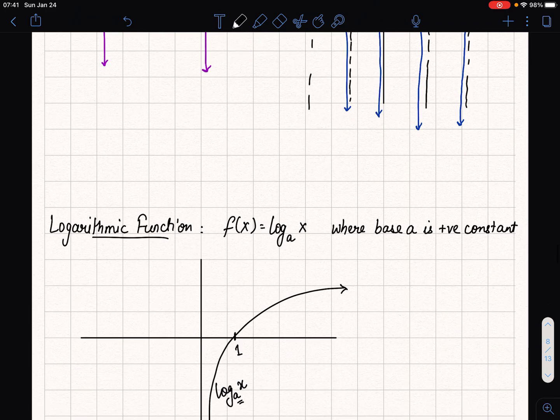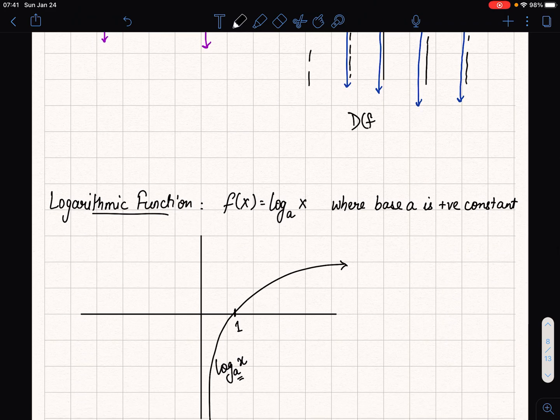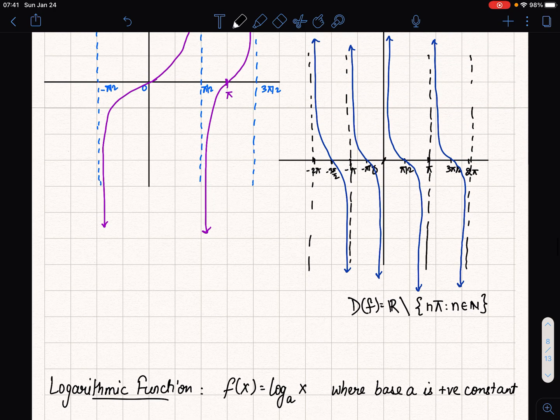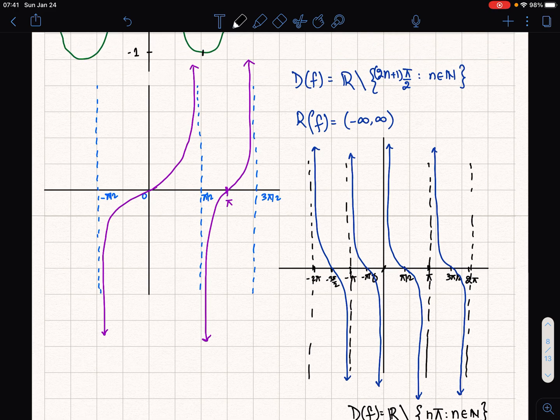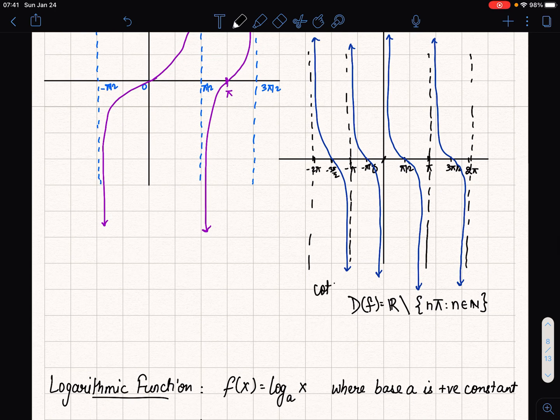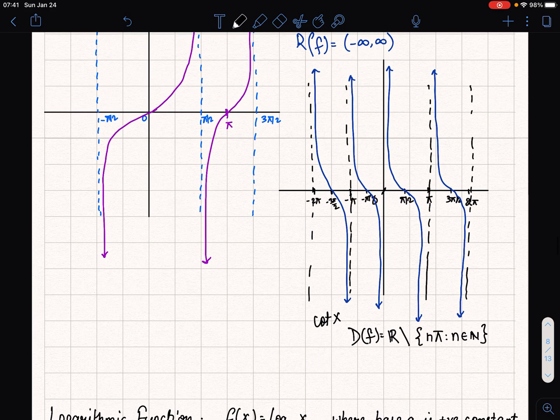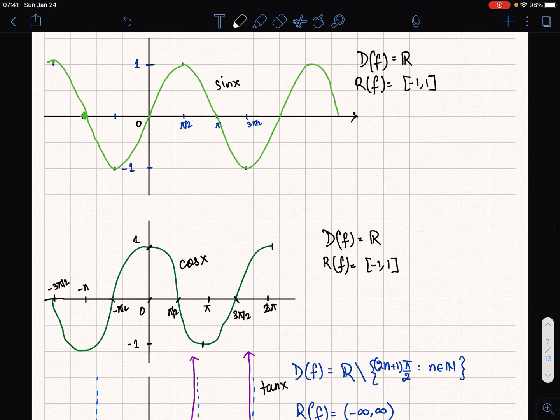The domain of this function clearly is all real numbers except n pi, where n is natural number. The graph never attains any value at n times pi. That is 0 pi, 1 pi, 2 pi, negative 2 pi, etc. This is tan x. This is cot x. Next comes the secant x and the cosecant x.